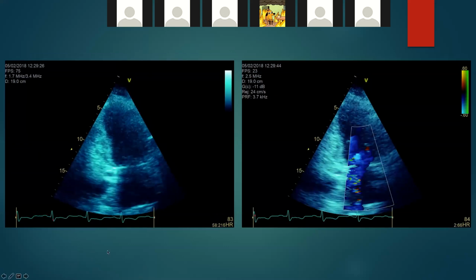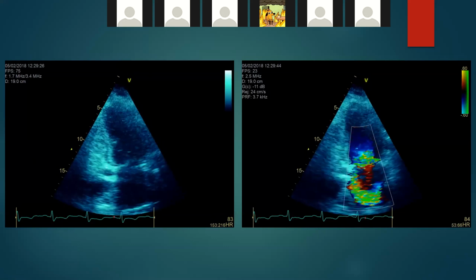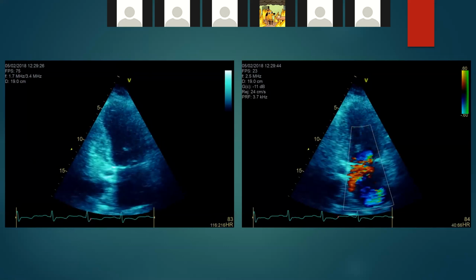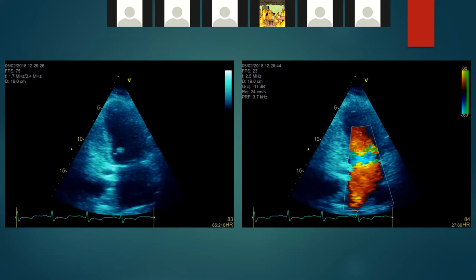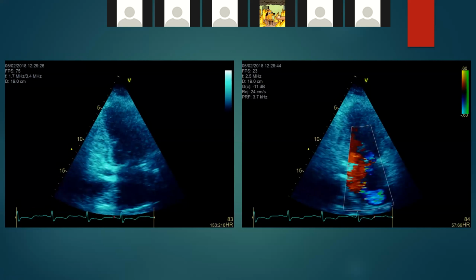And yeah, perfect. And the last, this is apical 2 chamber. P2, P1, A2, A3. So same patient, apical.